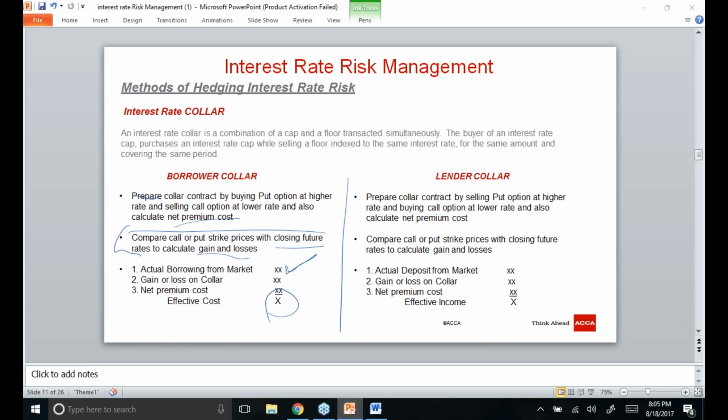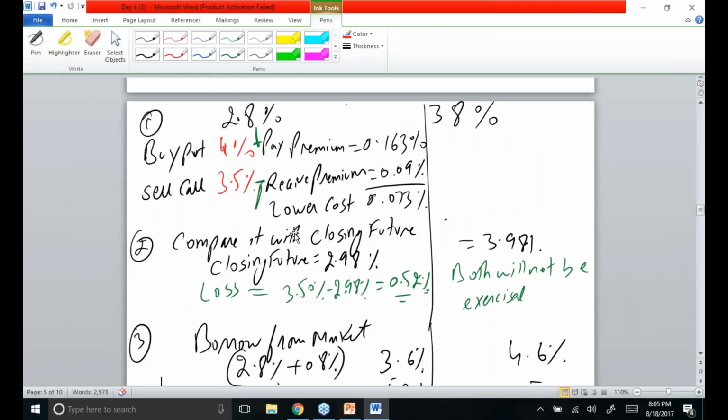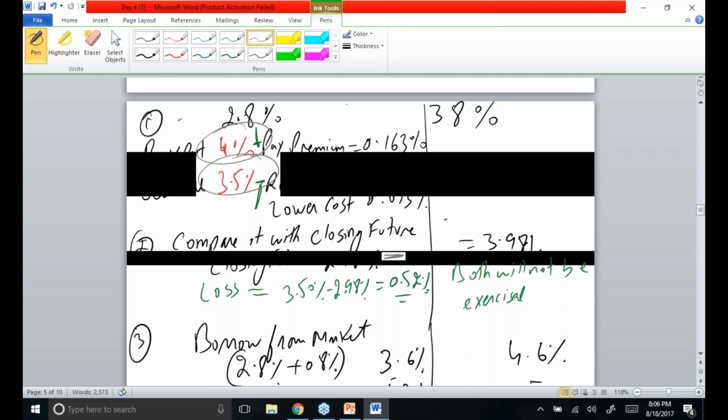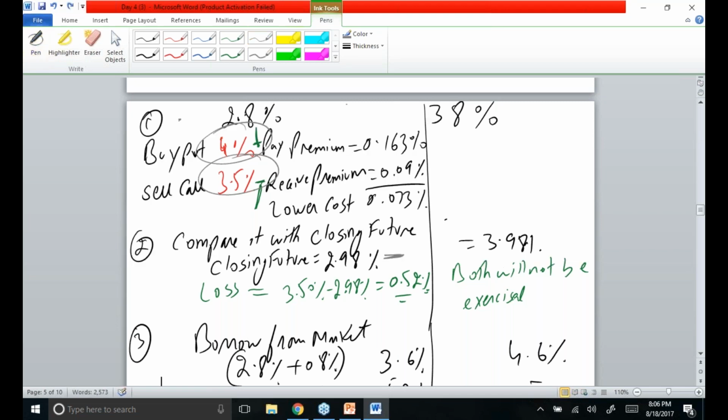So that's why compare these two prices with your closing future rate. As the closing future rate is 2.98, compare this 2.98 with these two.